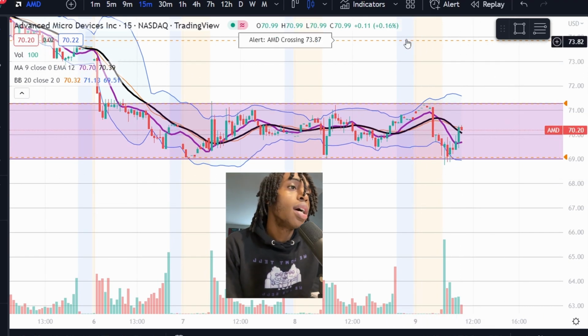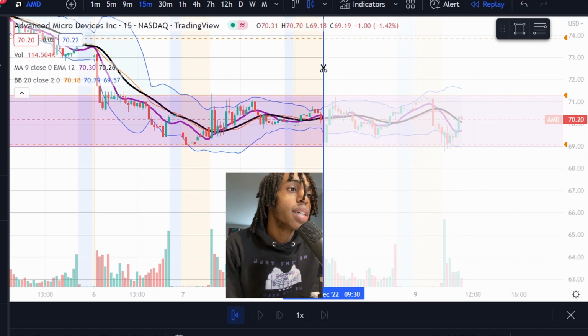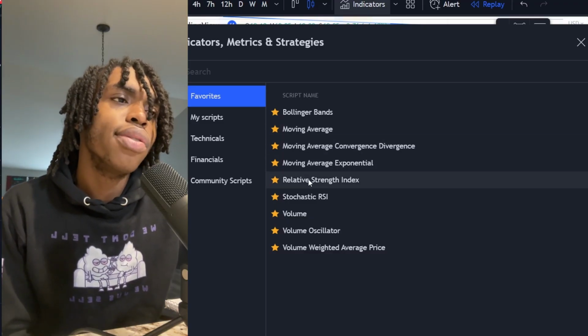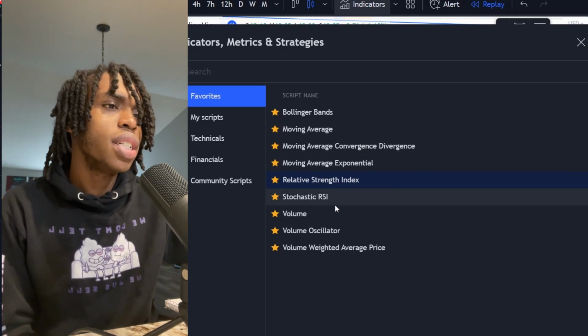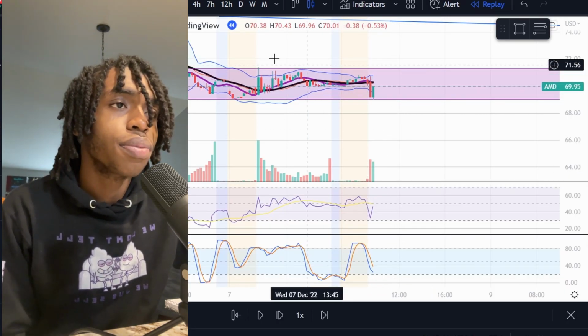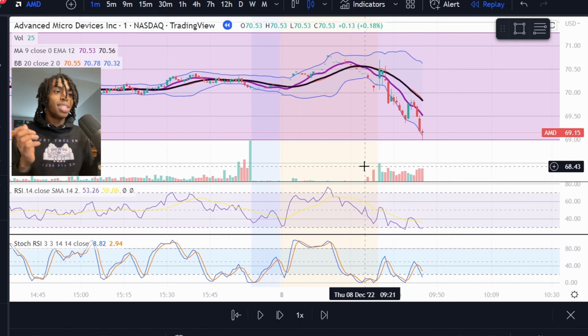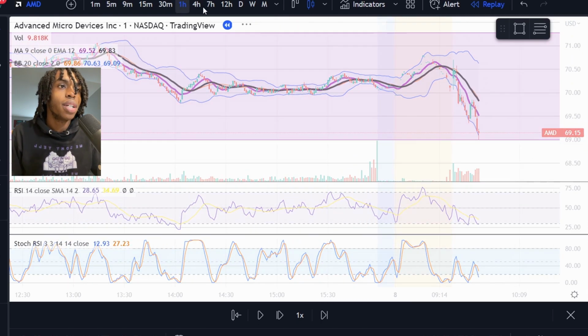Now let me show y'all how I traded this yesterday, right here. Today we're gonna be using the relative strength index. This is really all I used yesterday, but we're gonna try the other stuff too. Alright guys, as you can see, this is the 1 minute time frame. We are still within the consolidation zone. Let me show y'all real quick.